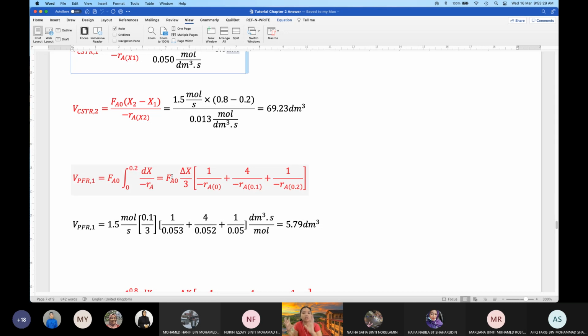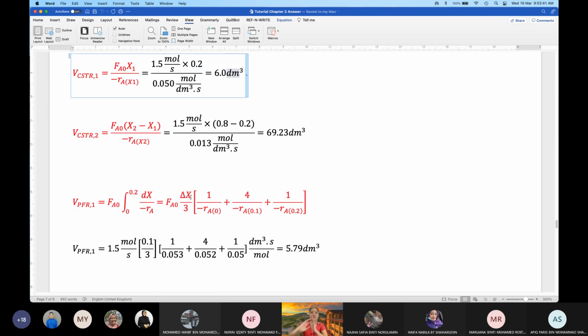Okay, so you know, we need to convert it to the Simpson one-third rule. So it becomes FA0 delta X per 3. So FA0 is still the same, 1.5. You have no problem with this. What about delta X per 3? You remember we need to divide the X into 3 points. So initial is 0, final X is 0.2. So our initial point is 0, our final point is 0.2. Our middle point, or our middle X, is 0.1. So delta X is the difference, right? The difference between initial to middle X or middle X to the final X. So from initial to middle, 0 to 0.1, the difference is 0.1. 0.1 to 0.2, the gap or the difference is also 0.1. That's why your delta X is 0.1 divided by 3.